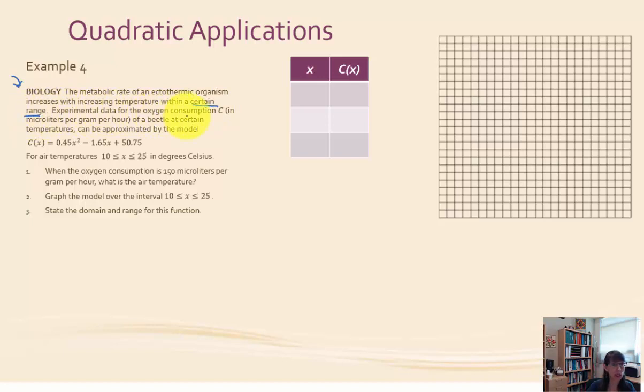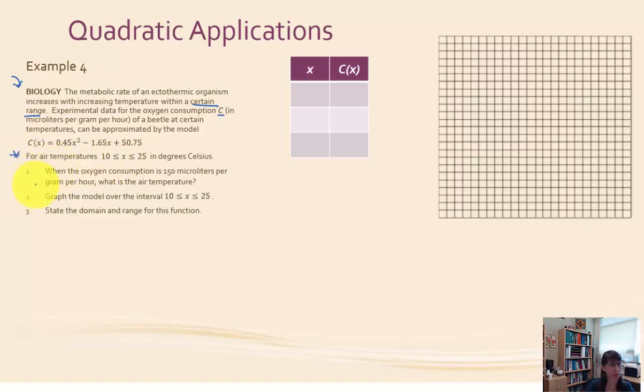Experimental data for the oxygen consumption, C, in microliters per gram per hour of a beetle at certain temperatures can be approximated by this given model. C of x equals 0.45x squared minus 1.65x plus 50.75. Now it also includes air temperatures 10 ≤ x ≤ 25 in degrees Celsius. So that's going to be very important for us when we start talking about domain and range.